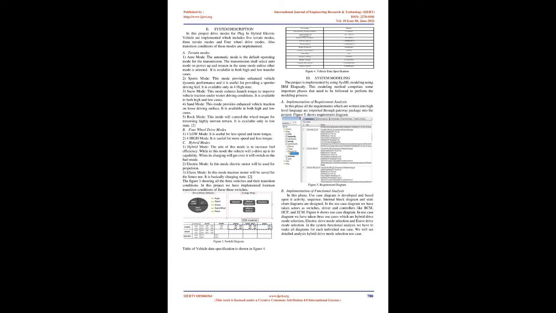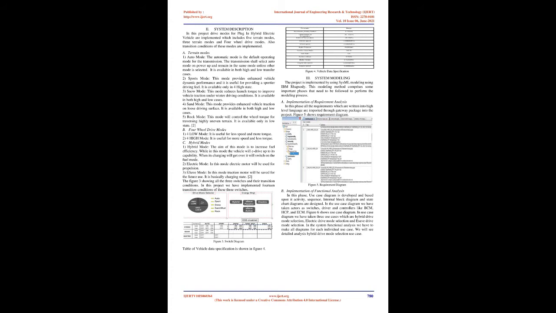Figure 5 shows requirement diagram. Figure 5. Requirement diagram. B. Implementation of functional analysis. In this phase, use case diagram is developed and based upon it activity, sequence, internal block diagram and state chart diagrams are designed.